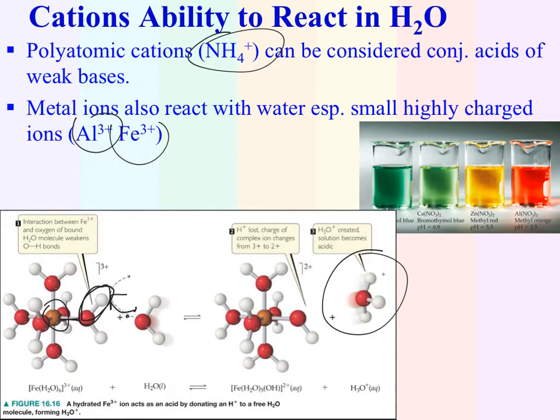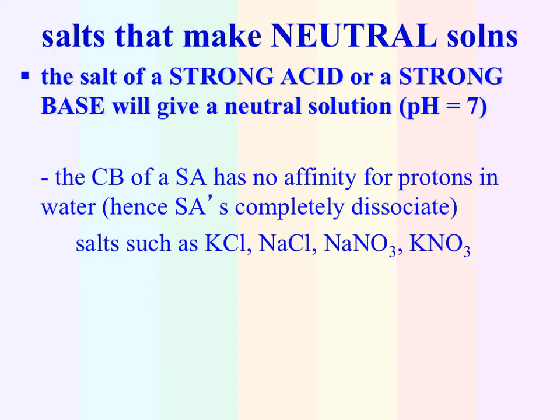Okay, so as we can see, cations can also affect the pH of the solution. So let's go ahead and look at an overview. Salts that make neutral solutions are going to be salts that are sourced from strong acids or strong bases. I'm not saying that we're actually taking those acids and making that specific salt, but basically if we take the individual ions and trace back the type of acid or base that they would be related to, then we can determine that they would not be a factor in changing the pH of the solution.